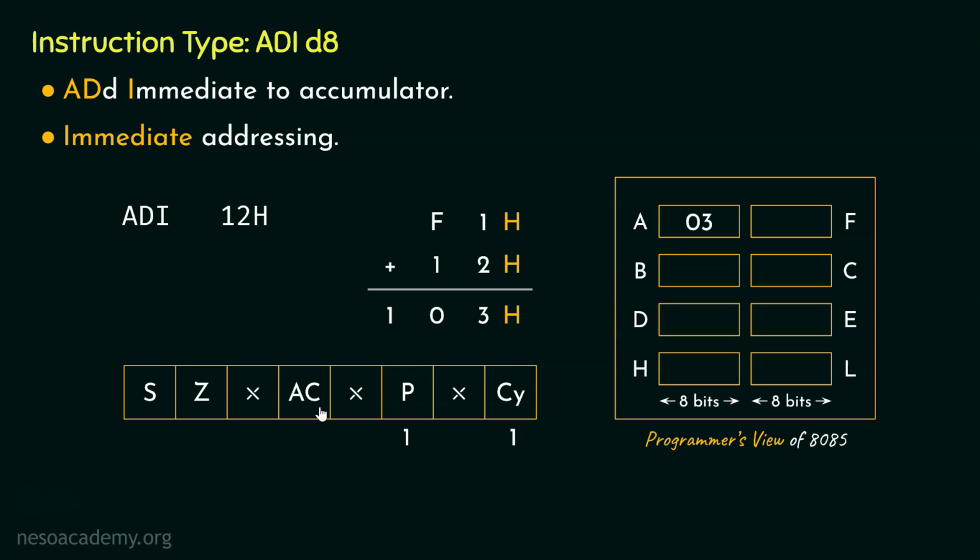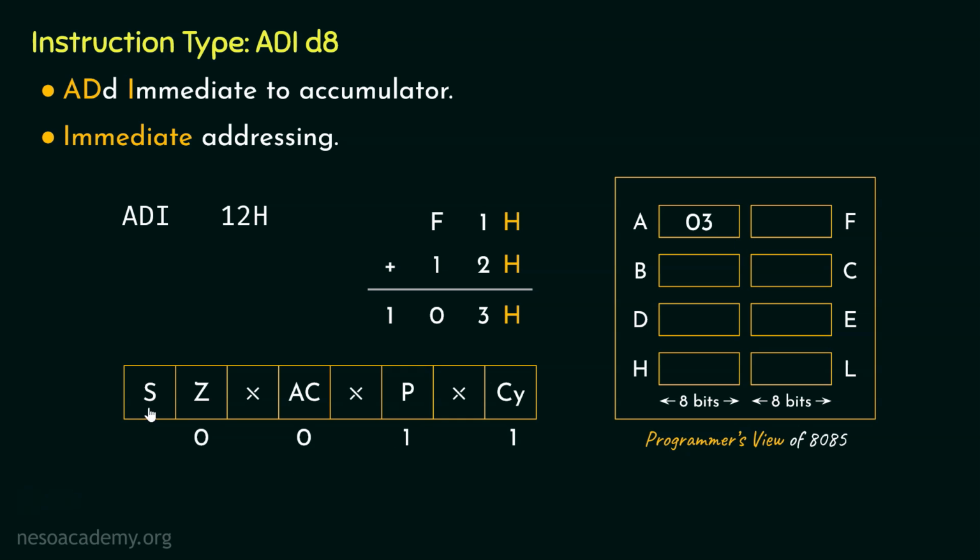Now what about the AC flag? As you can see, during the operation, no carry came out of the least significant 2 digits. So auxiliary carry will be reset. Now what about the Z flag? After the entire operation, is the content of the accumulator register all zeros? Well, no, right? So therefore, Z flag will be reset to 0.